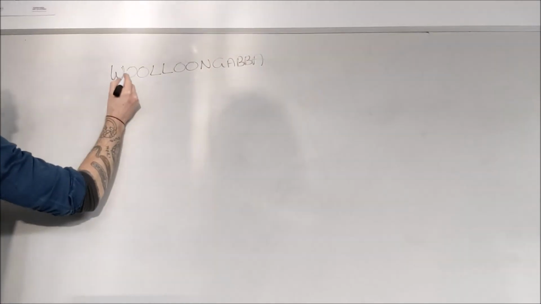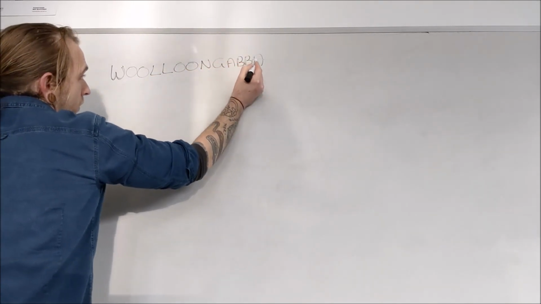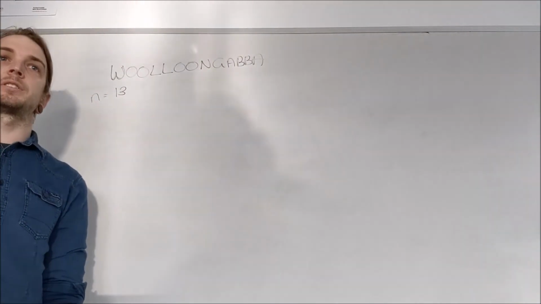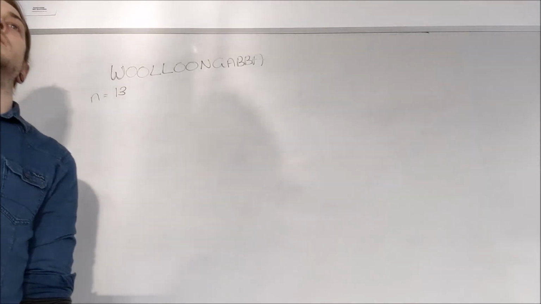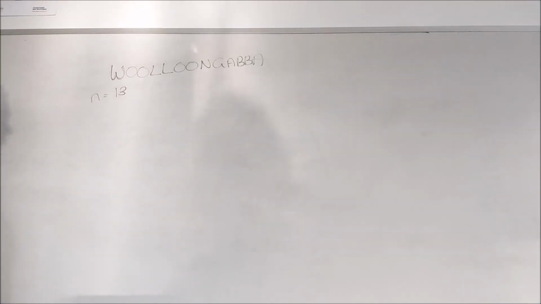So 1, 2, 3, 4, 5, 6, 7, 8, 9, 10, 11, 12, 13. N equals 13. What's the trick with this kind of question? What do you remember? Multiple letters. Very good. So we now need a list of all of our duplicates.